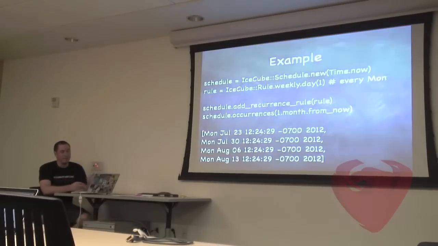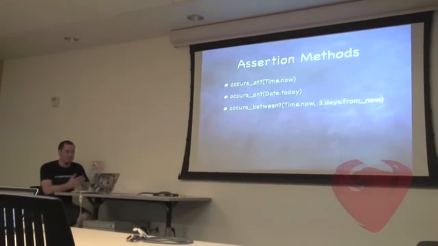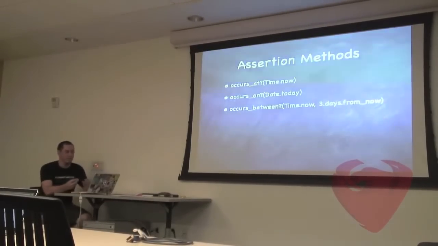So every week on this day, and then I'd add that rule to my schedule, and then I would say, show me all the occurrences from now to one month from now. And this is the results it returns. These are all the occurrences of that date. You can make assertions against the schedule object back here. You could say, does this occur at this time? Does it occur on this time? If I have a random date, does it happen in my schedule between the occurrences? Stuff like that. It's pretty sweet.